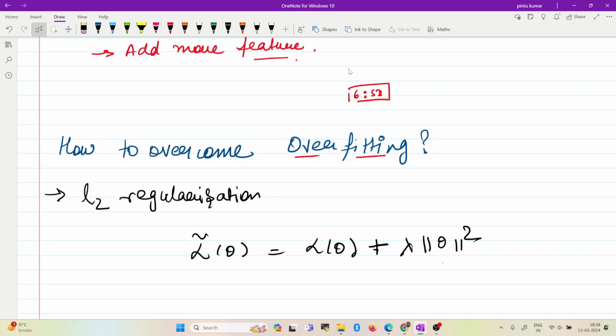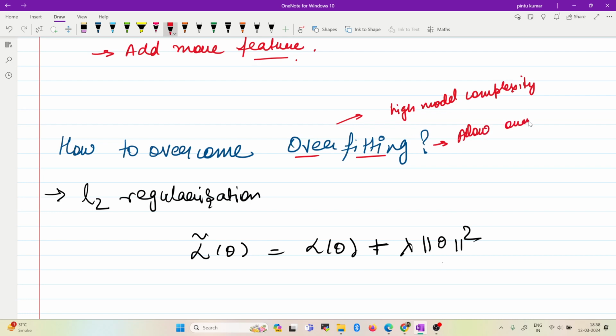Okay, we'll start again. So the question is, how do we overcome overfitting, right? One thing that we saw is that we encounter overfitting when we have high model complexity. Or in other words, what we can say is, if we allow our training loss to become very small.